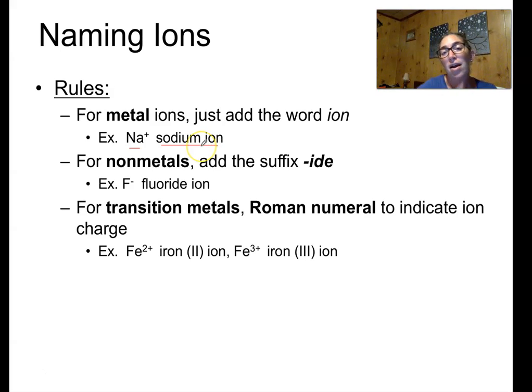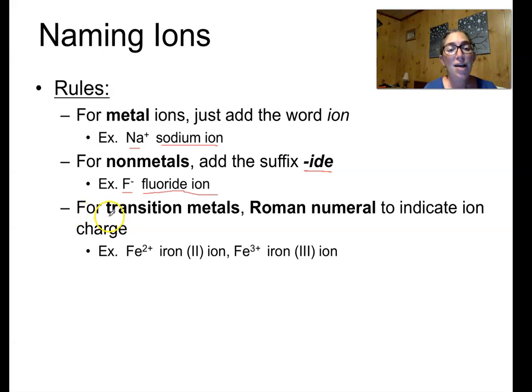Now for the nonmetals on the right side that form anions, negatively charged ions, we add the suffix "ide" to the end of the element name. So fluorine becomes the fluoride ion in its ionic form. Chlorine, underneath it on the periodic table, would become chloride. Sulfur would become sulfide. So we just add that "ide" suffix.